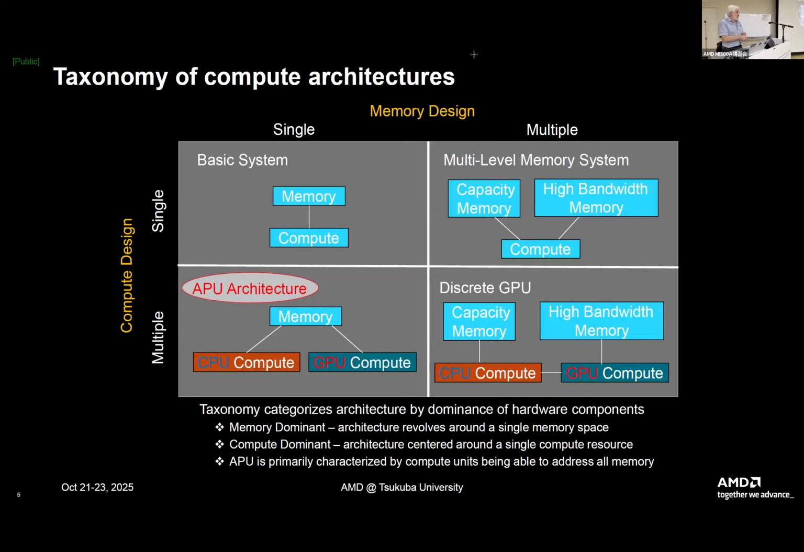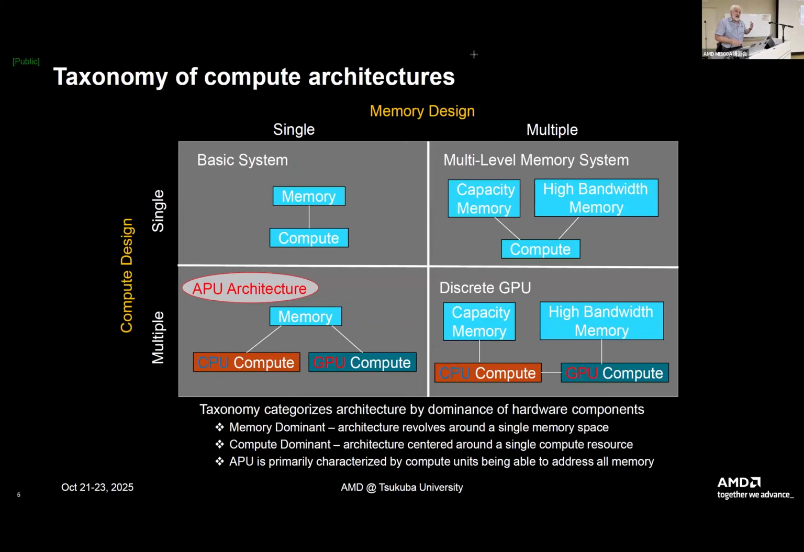An APU architecture, which we're going to be talking about here, is where you only have one memory and both the CPU and the GPU address the same memory. So it's a single address space, single pointer. You do not have to move memory around. So it's fundamentally a different architecture.